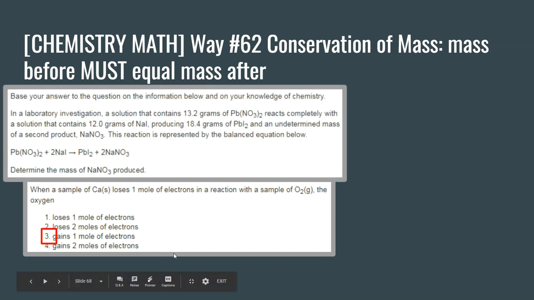In a laboratory investigation, a solution that contains 13.2 grams of lead 2 nitrate reacts completely with a solution that contains 12 grams of sodium iodide, producing 18.4 grams of lead 2 iodide and an undetermined mass of a second product, sodium nitrate. This reaction is represented by the balanced equation below. Lead 2 nitrate plus sodium iodide yields lead 2 iodide plus 2 sodium nitrate. Determine the mass of sodium nitrate produced.